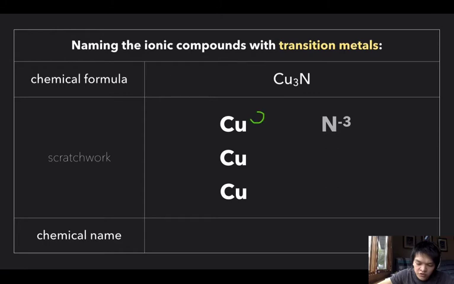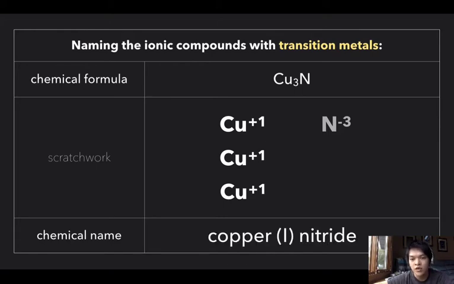So what must be the charge of each of these copper ions if we know that the nitride has a total of -3 charge? If you guessed +1 for each of them, you're right. They each have to have a +1 to cancel out with that nitride right there. Nitride has a -3. So we now know that the copper in this chemical formula are copper 1 ions. So we can write the name copper 1 nitride. The copper are all +1 charges.